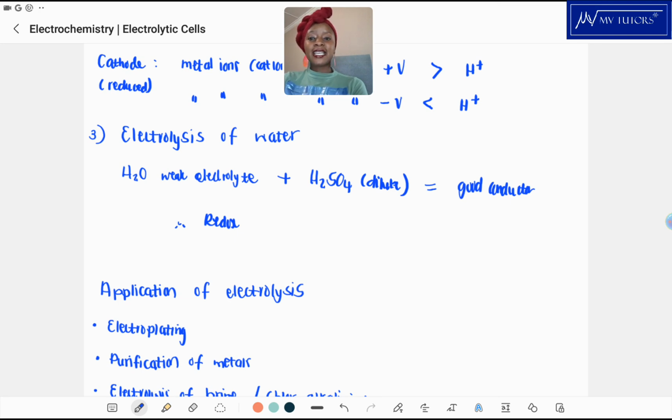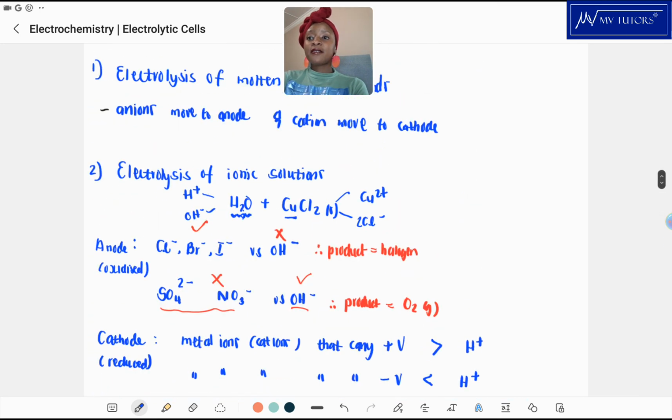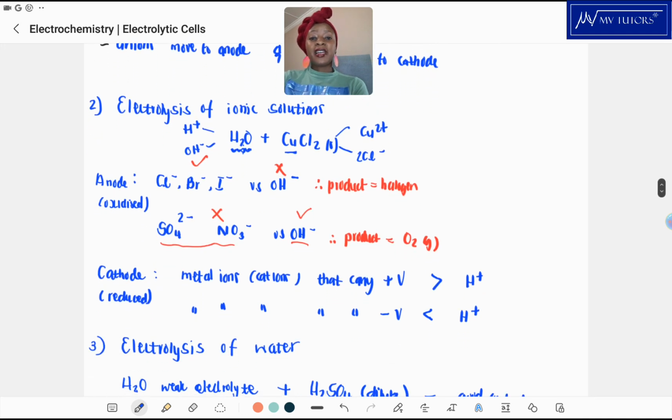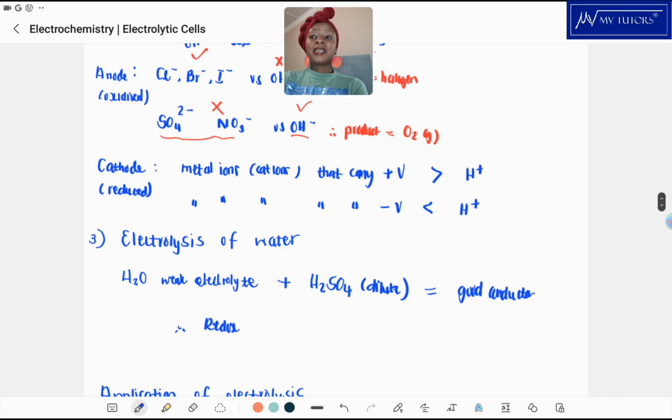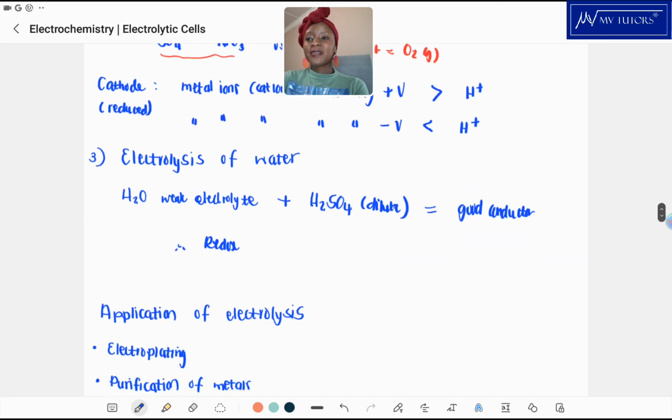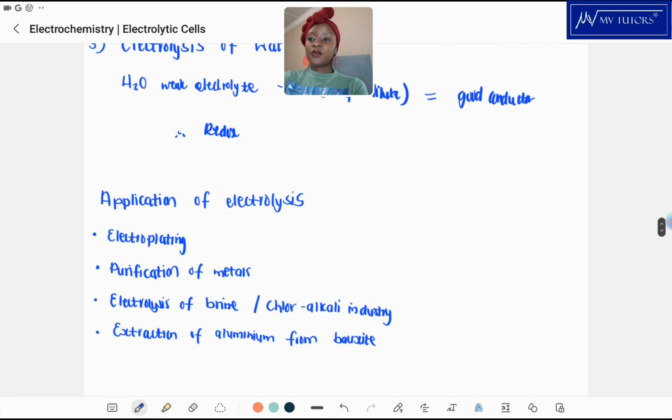Then secondly, you have the electrolysis of ionic solutions, where water is also part of the equation. You need to decide which one will be oxidized. Will it be the hydroxide or the anion? And which one will be reduced? Will it be the hydrogen ion, or the cation that forms part of the salt? Then lastly, you have electrolysis of water.